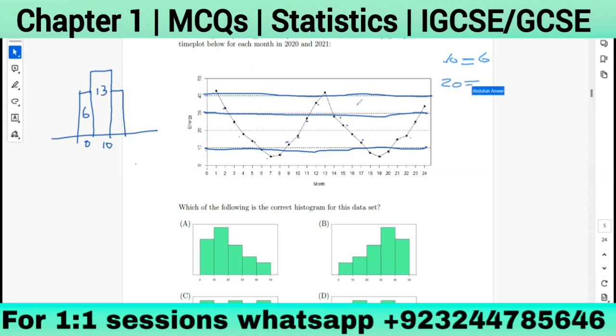Then the third one is 5, so it should be shorter. Then the last one should be only 1 or 2, which should be even shorter. So it will be something like this: 6, bigger, shorter, shorter, shorter. So A is the correct option. Bigger, shorter, shorter, shorter. Yes, A is the correct answer. Good, very good.